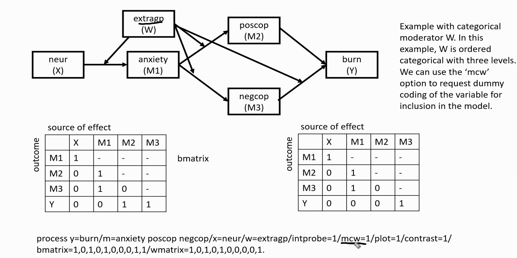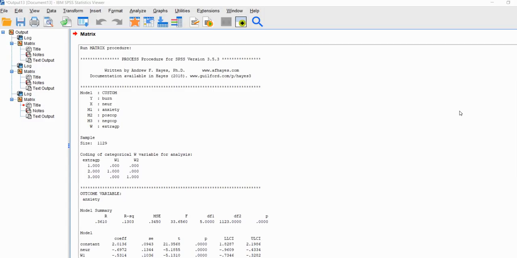So I'm setting that equal to 1, and that's basically indicating that this extroversion moderator variable, which we have right here, by the way, it says W equals extra GP. The MCW is now going to be indicating that that moderator variable is categorical, and this is going to generate dummy-coded variables for inclusion in the model. So here's the syntax, here's the output after putting that syntax into the syntax editor and running the analysis.